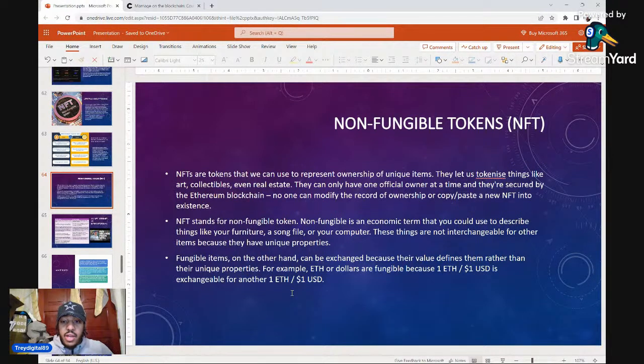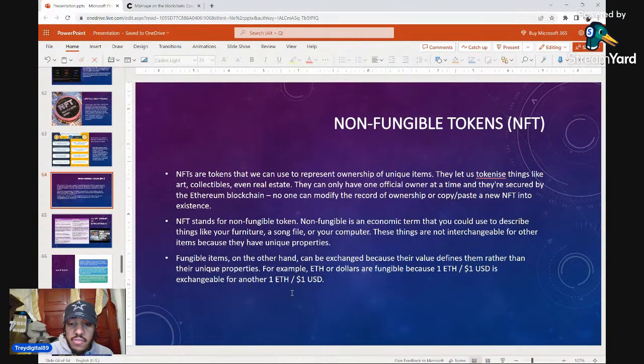So no one can modify the record of ownership or copy and paste a new NFT into existence. The reason for that is that an NFT, the token, is basically code on a blockchain, and you can't manipulate that code when it's already done. You can't copy and paste it. That's probably the unique thing about blockchain: once it's done, because it's in code, there's nothing you can do. It's very hard to hack.